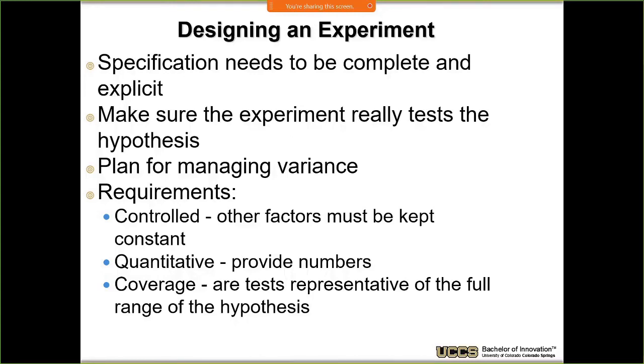So when we're going to design an experiment, we want to design it to measure what we really need to test this hypothesis. We want a specification to be complete. We really want a plan for managing variance, for managing noise. And I'll talk a lot more about that next week. So we either have to have things that are controlled factors, things that need to be constant, quantitative things where we provide some numbers on what we're going to measure, and the coverage, which is representative of the full range of the hypothesis. So these are the things we look for when we design an experiment, and we'll talk a lot more about how to design them in the next couple of classes.